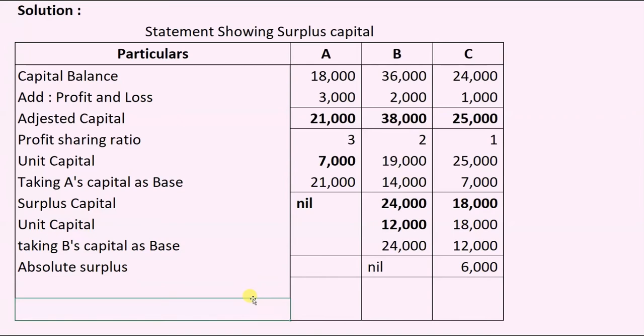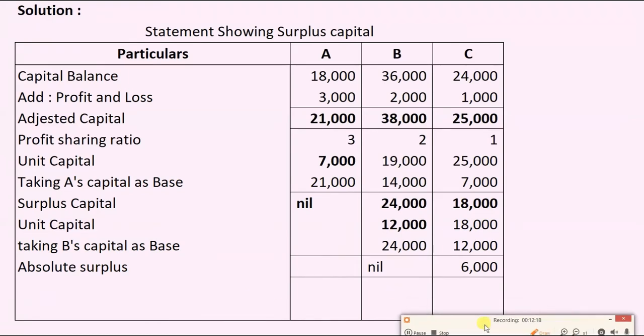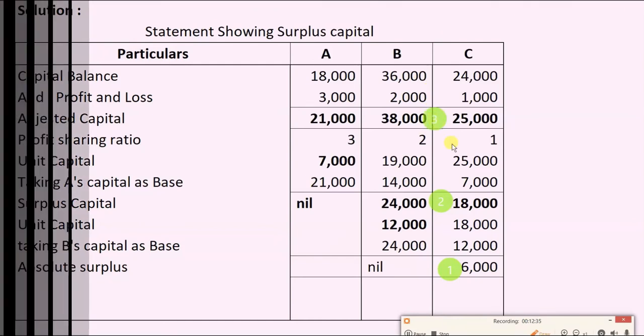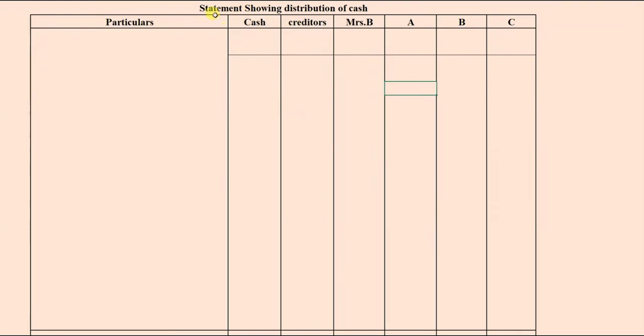So while calculating distribution of cash, after paying all the liabilities, we have to pay absolute surplus first. Then secondly, we have to pay surplus capital, and lastly, we have to pay adjusted capital. We will calculate piecemeal distribution of cash. So this is the format of the statement showing distribution of cash.